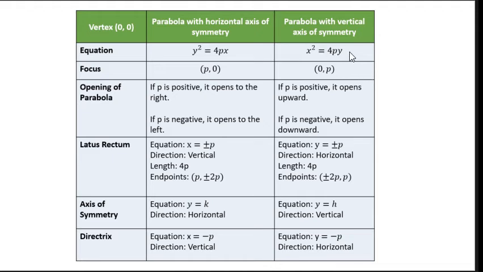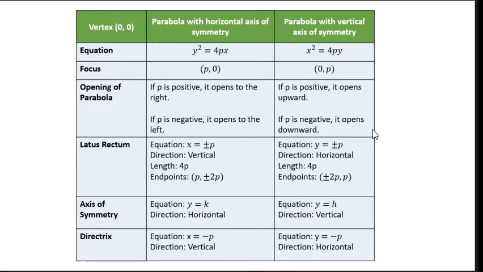And for a parabola with vertical axis of symmetry, the equation is y is equal to positive or negative p. Take note, we have y. Direction is horizontal, the length is the same, 4p, and their endpoints are (positive, negative 2p, and p). For the axis of symmetry, it's either the x or the y axis.